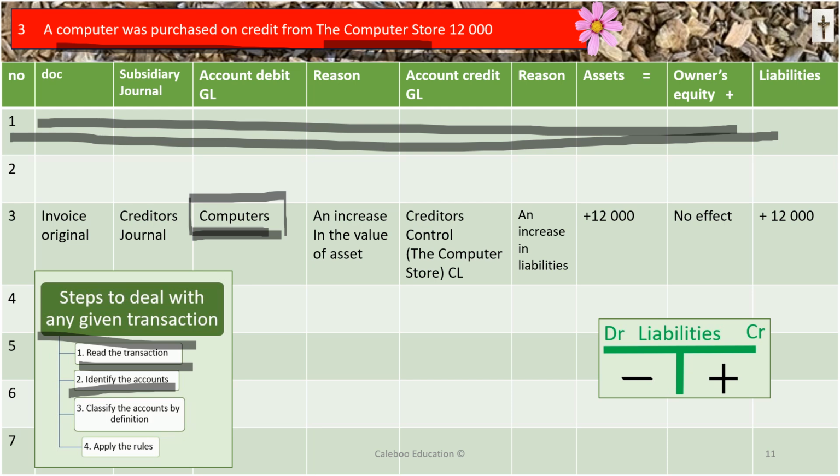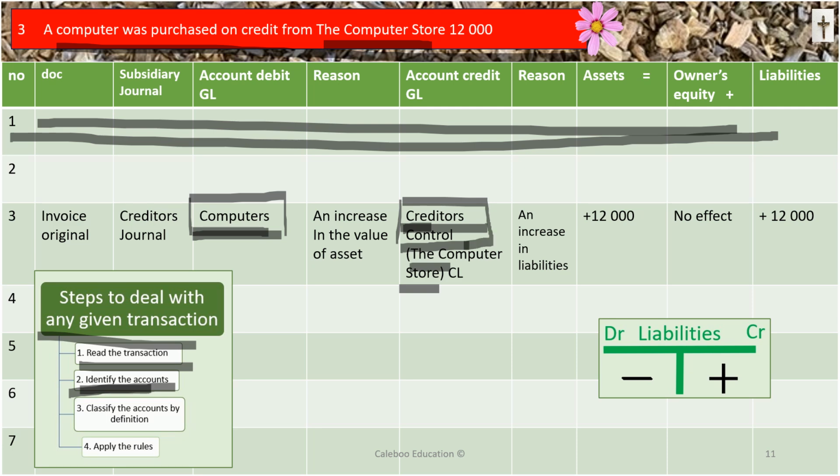This computer was bought on credit. The account that is credited, remember we're identifying the two accounts, is creditors control. Depending on your textbook, you might use accounts payable. I'm going to use creditors control, and in brackets I've put the individual creditor, the computer store. Who did we buy the computer from? The computer store.